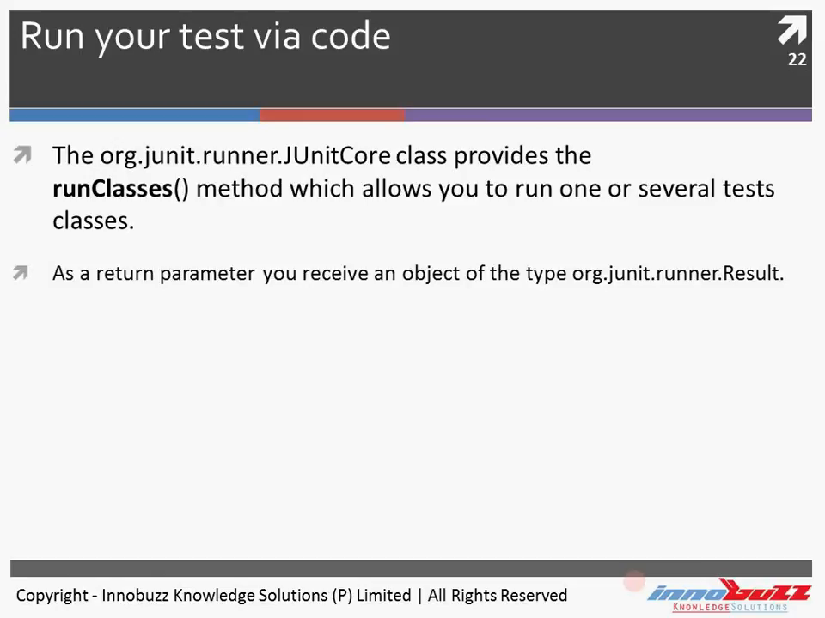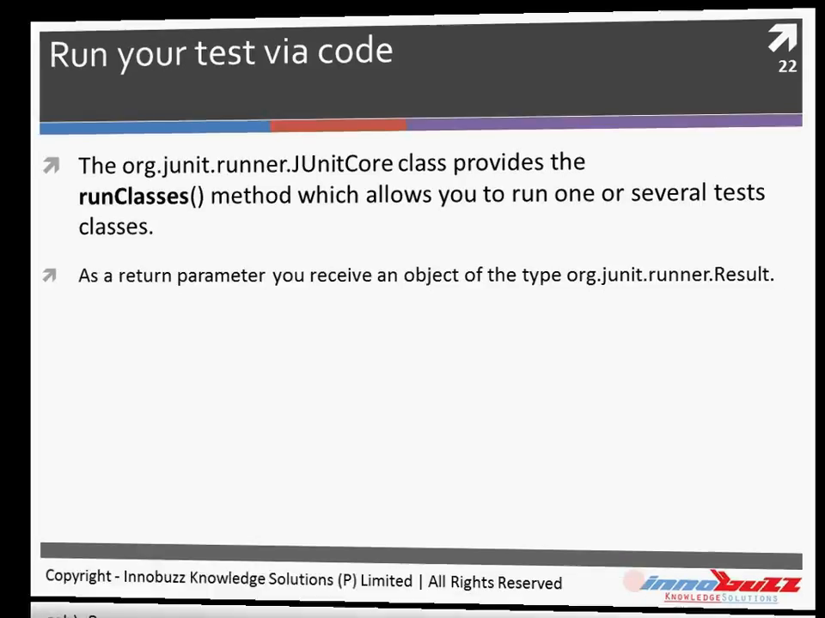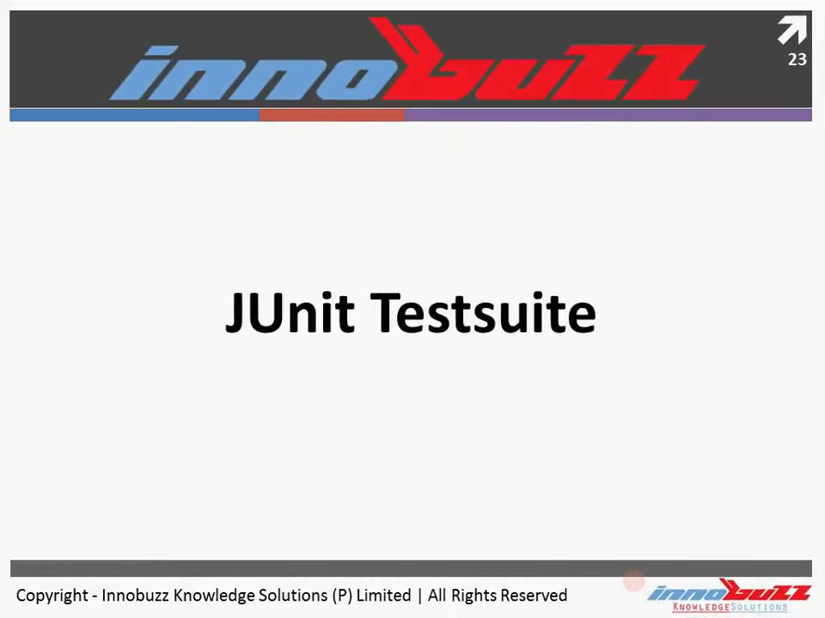And next, as a return parameter, you receive an object of type Result, from org.junit.runner, which I have already told you about. With it we can check all the failures given as output from executing your JUnit test class, and you can check that in the Result instance by using the getFailures method. We have already seen that.